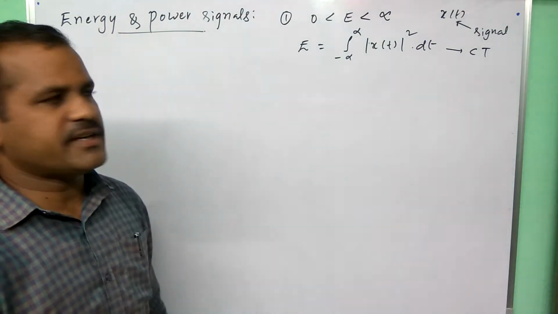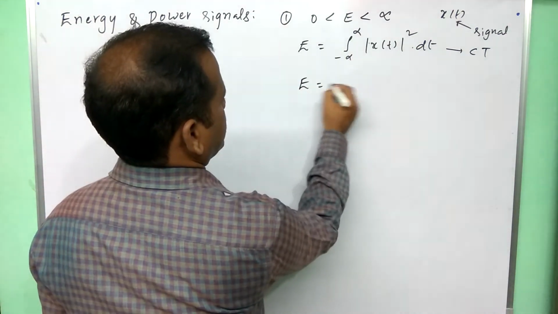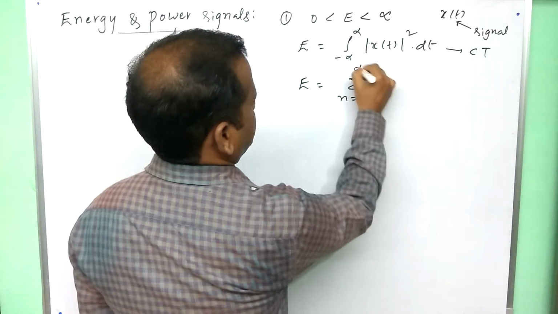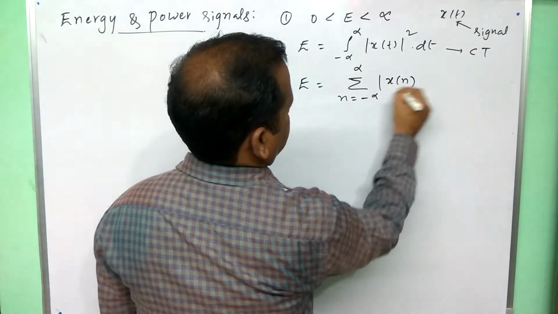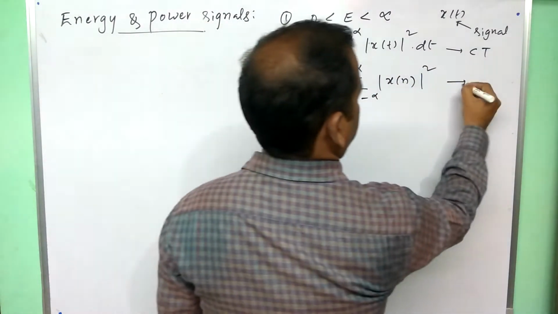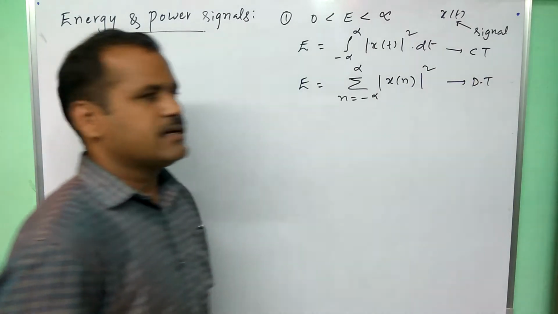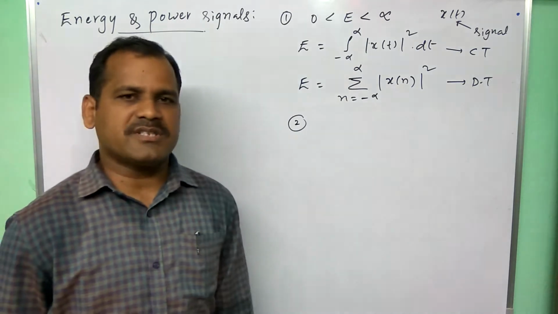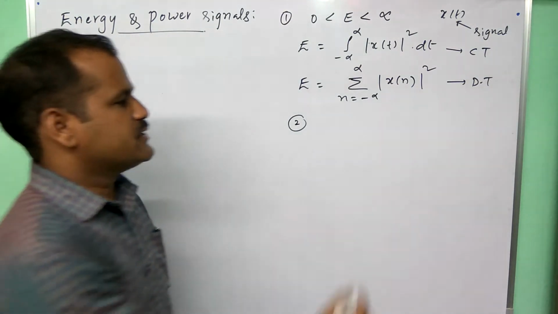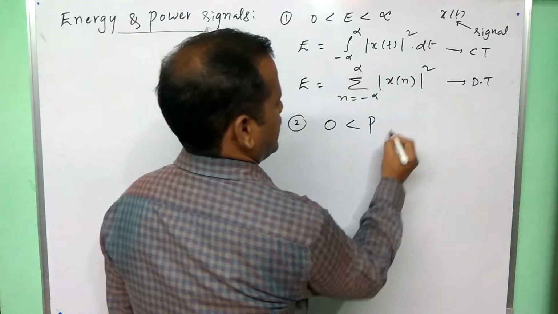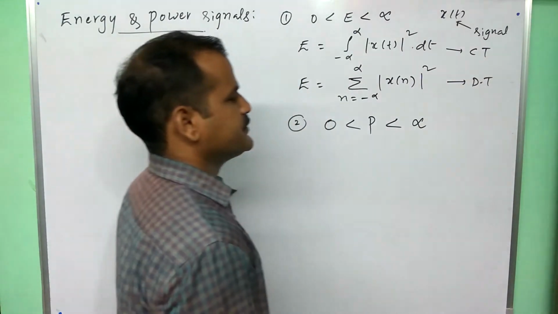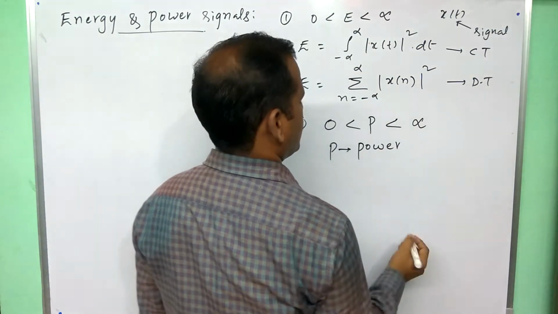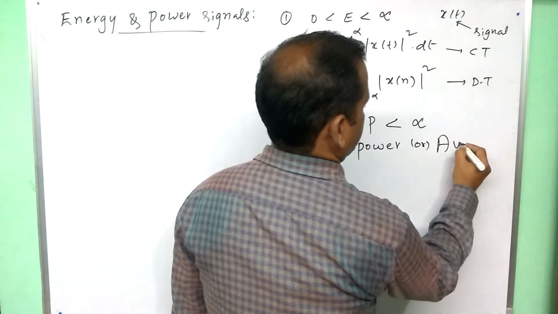Whereas if it is a discrete time signal, the energy formula is a discrete summation over n from minus infinity to plus infinity of the magnitude of x of n squared, for a discrete time signal. And second, a signal is said to be a power signal if it satisfies the condition 0 less than P less than infinity, where P is the power of the signal. We can call it power or average power.